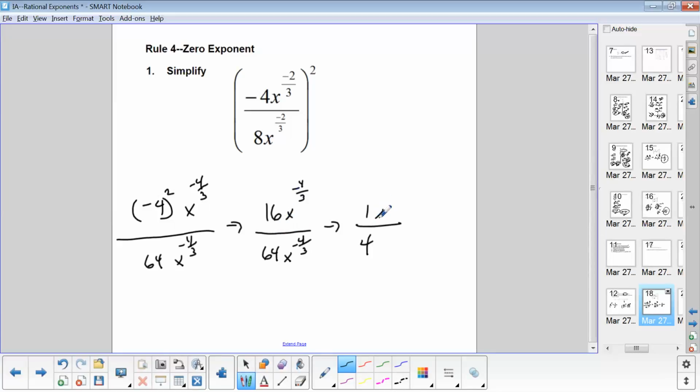Now what we have here is x to the negative 4/3 take away, since it's quotient rule, take away negative 4/3. So what happens when you have negative 4/3 take away negative 4/3? It actually becomes addition, and you're left with 1, x to the 0 power divided by 4, and anything to the 0 power is 1. So your answer is actually just 1/4.